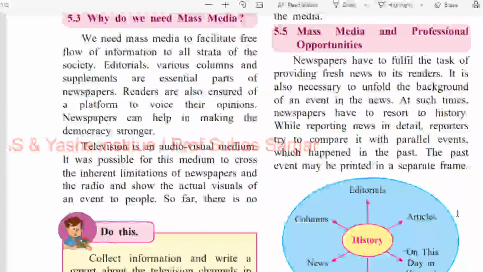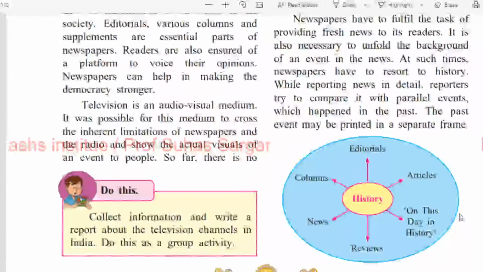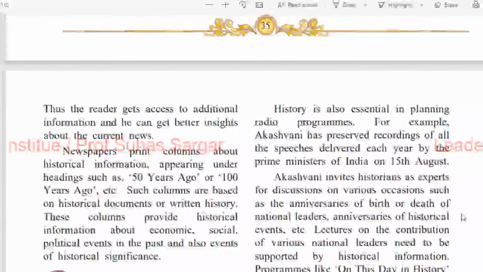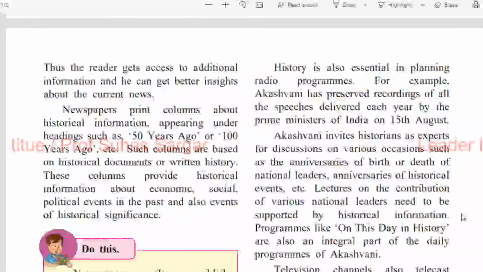While reporting news in detail, reporters try to compare it with parallel events which happened in the past. The past event may be printed in a separate frame. Thus, the readers get access to additional information and can get a better insight into the current news.